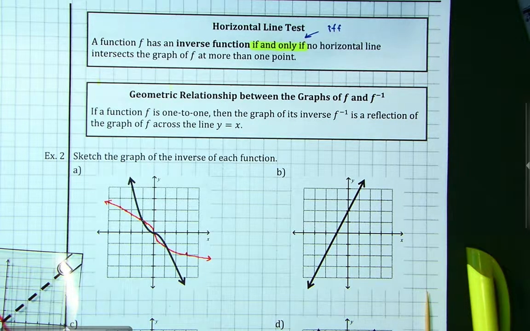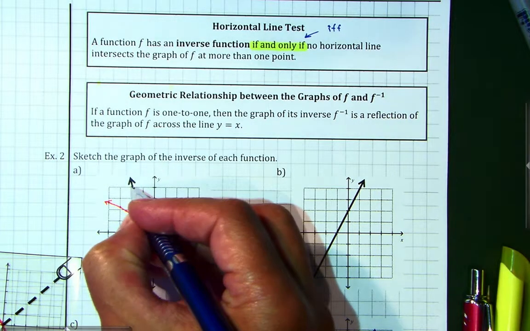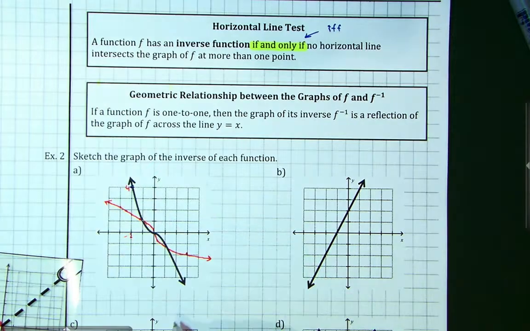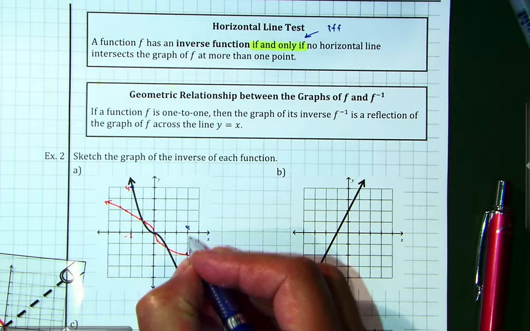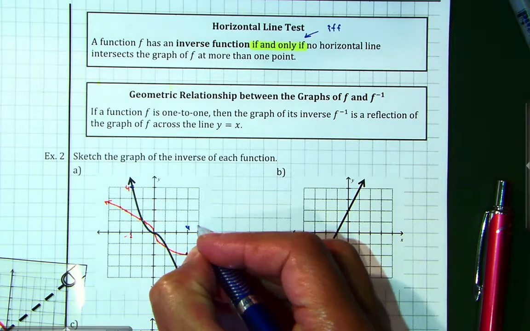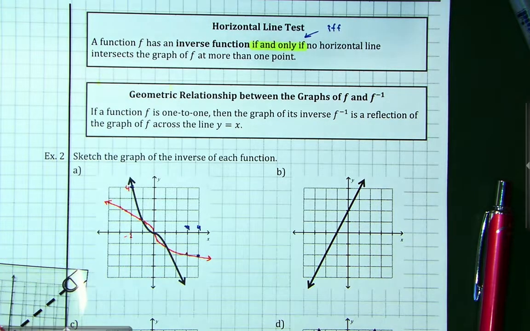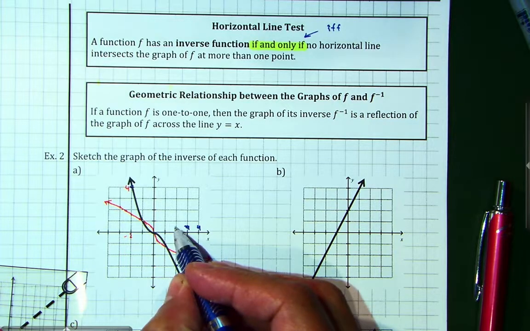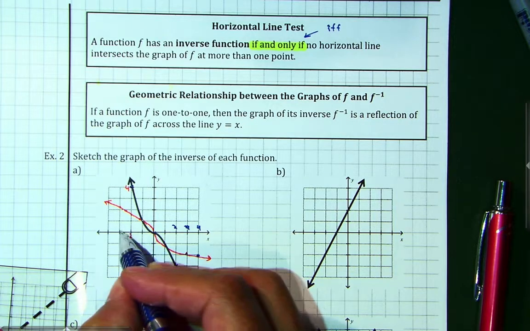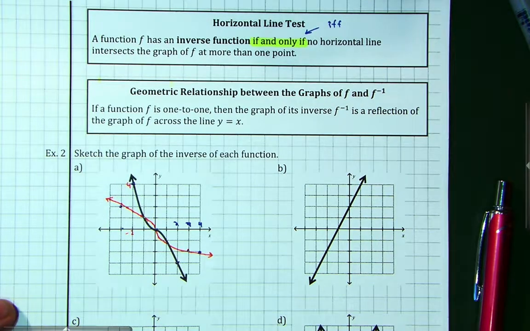Basically, your x's and y's will cross. So if I think of this point up here, it is (-2, 4). So it's going to become (4, -2). So that is the inverse. This point here, it is (2, -3), so it becomes (-3, 2). So your x's and y's switch.